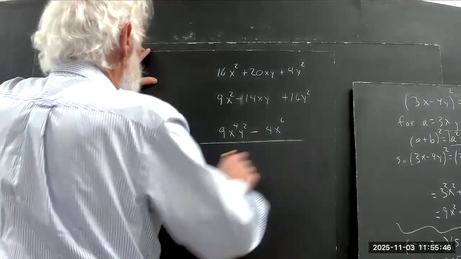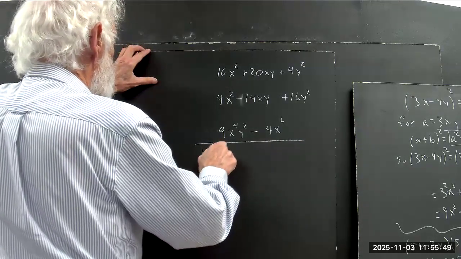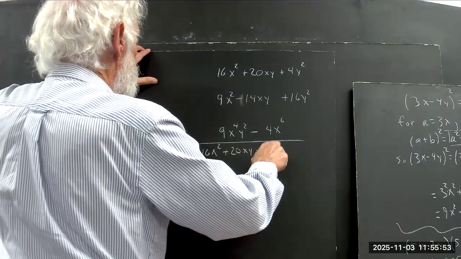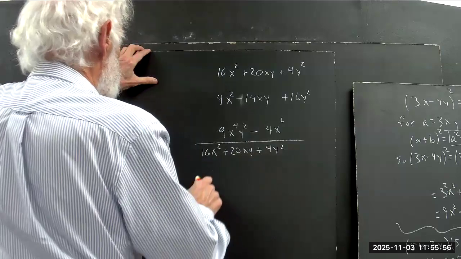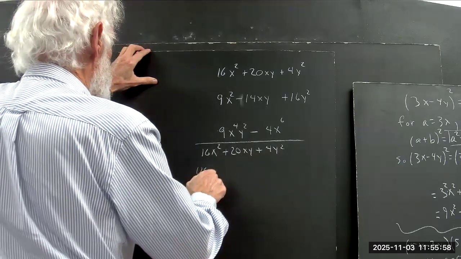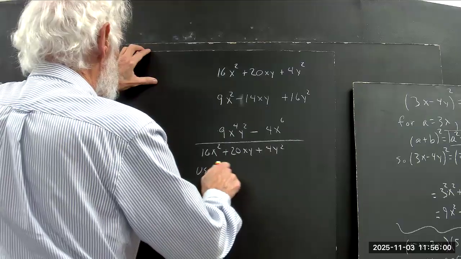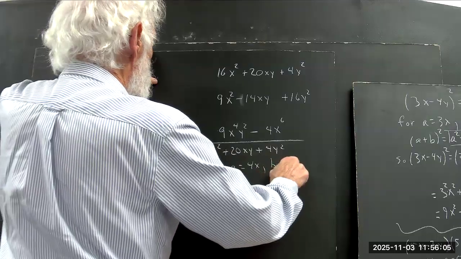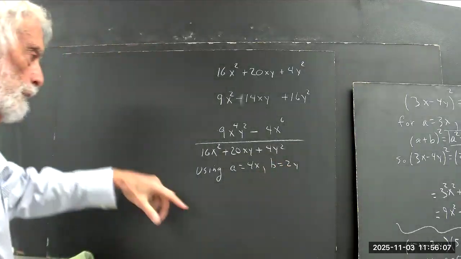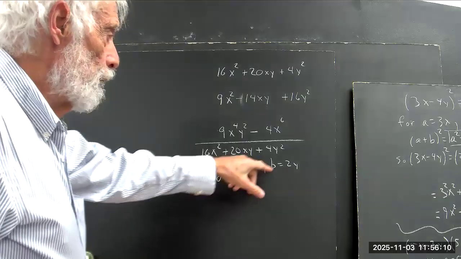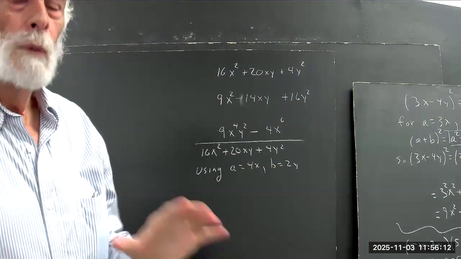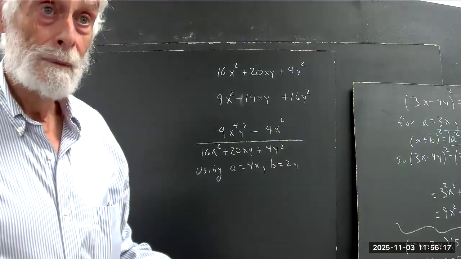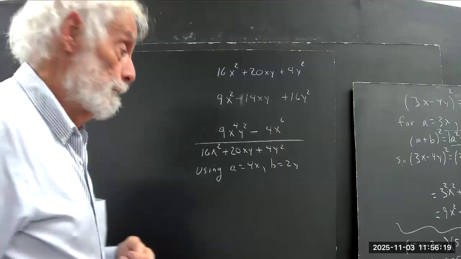Let's start with the first one. Now we can see that A should be 4x and B should be 2y. We pretty quickly learn to recognize what A and B ought to be. Everybody's got that, right? Okay.